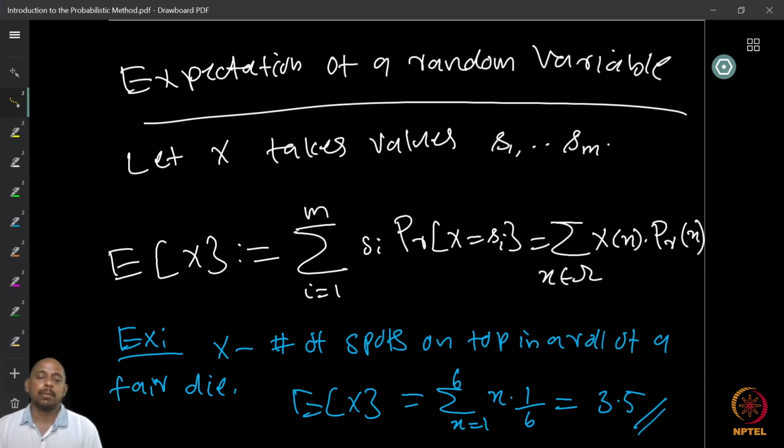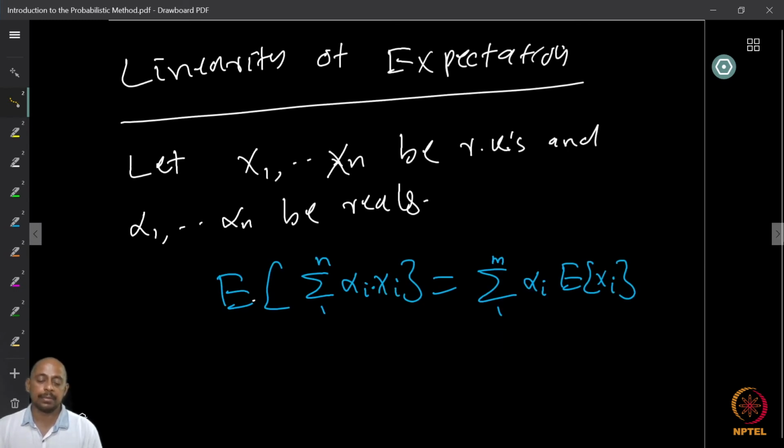Okay, now let us look at another result on this. It's called the linearity of expectation. Suppose you have several random variables X1 to Xn, and some real numbers alpha 1 to alpha n. Then consider the expectation of the random variable that I can make by taking the summation of the random variables scaled by the alphas. Okay, so alphas are real numbers. Alpha_i X_i is a random variable because if X_i is a random variable, alpha_i X_i is also a random variable, right? So the summation of alpha_i X_i is also a random variable.